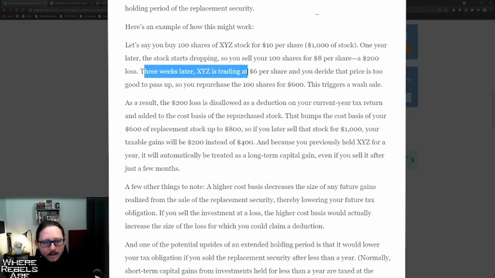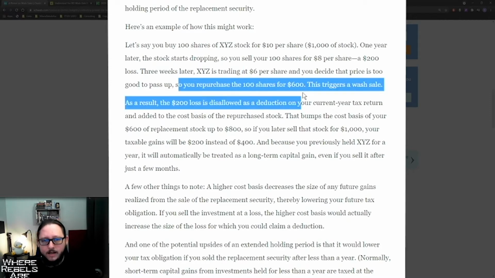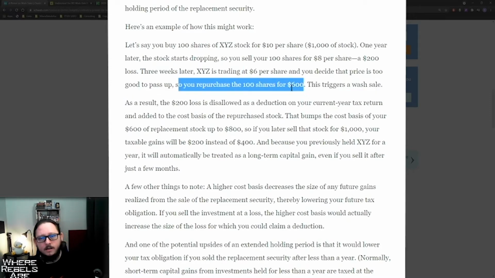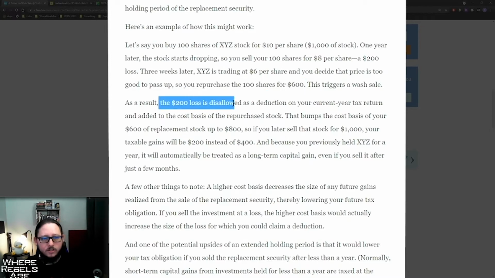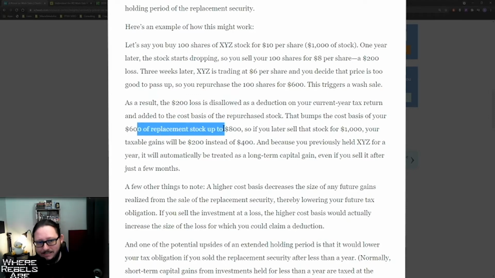Three weeks later, XYZ starts trading all the way down at $6. You now decide that this is a good price and you would like to purchase, so you go ahead and buy 100 shares back for $600. Because the purchase back was done within 30 days of the sale, this is going to trigger a wash sale. As a result, the $200 loss that you initially reported is now added to the cost basis of the replacement stock, so your cost basis goes from $600 back up to $800.